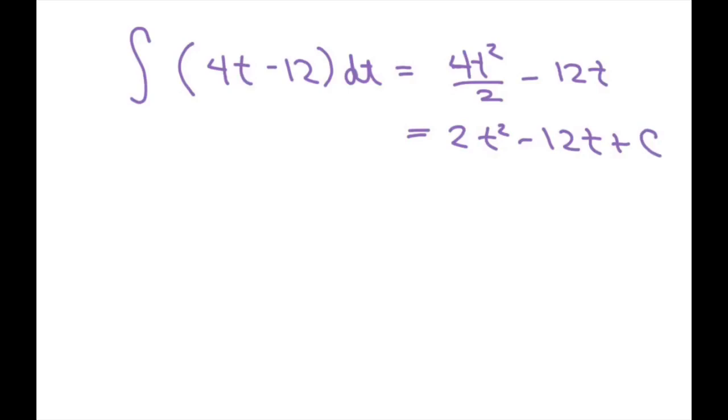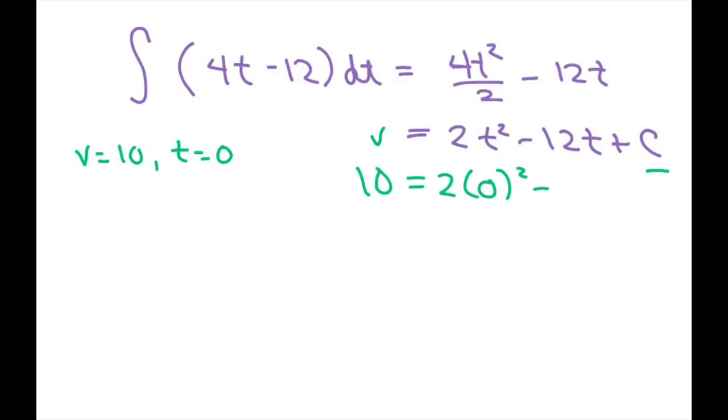Now, because the velocity is 10 at t equals 0, I'm going to find what my c is by setting this up. So we're going to let t be 0, and our velocity equal 10. So we have 10 equals 2 times 0 squared minus 12 times 0 plus c. Therefore, c equals 10.